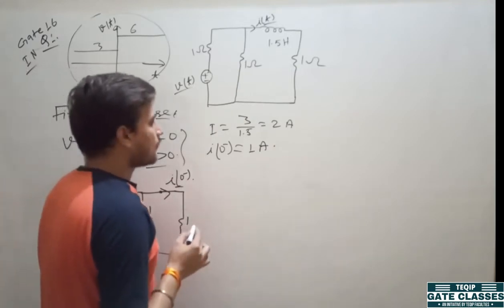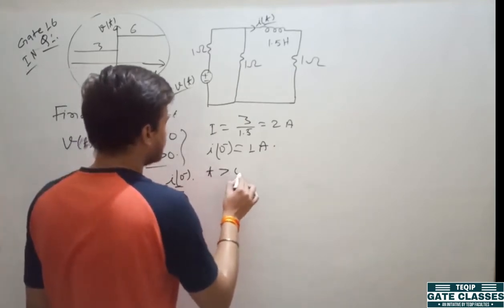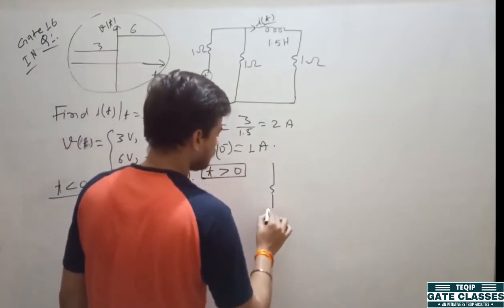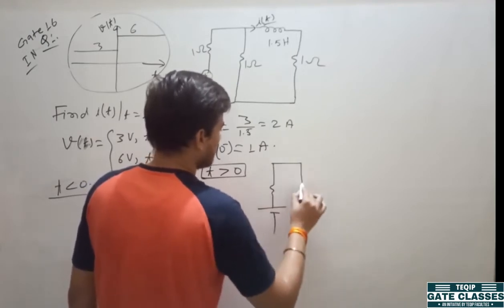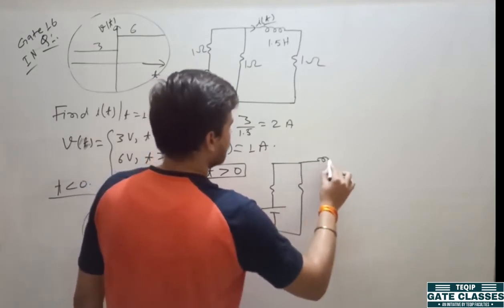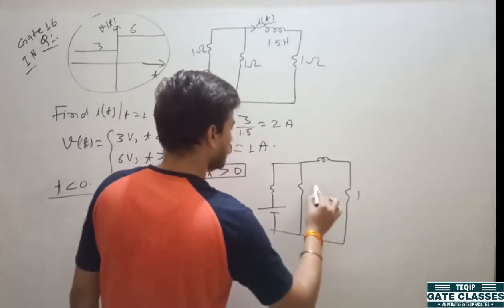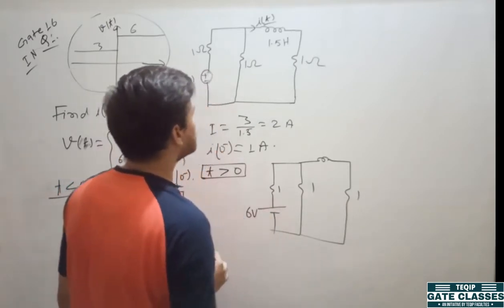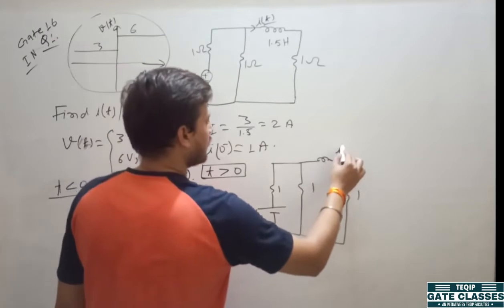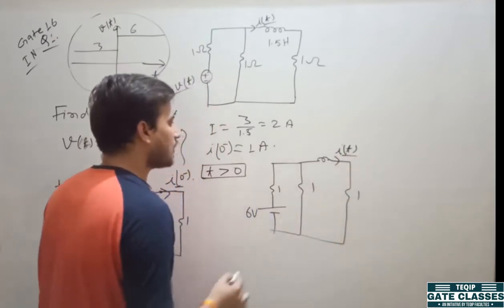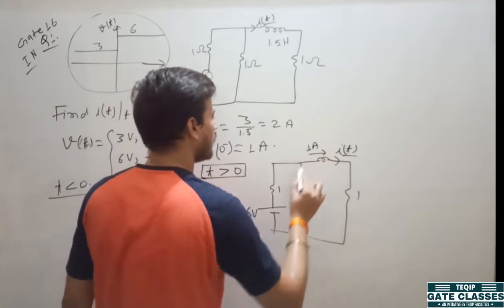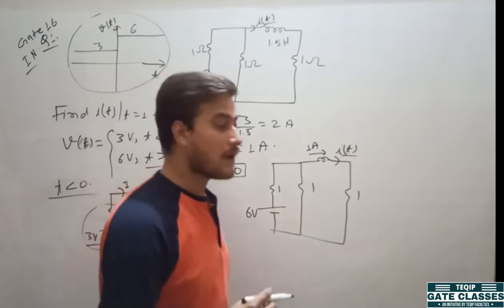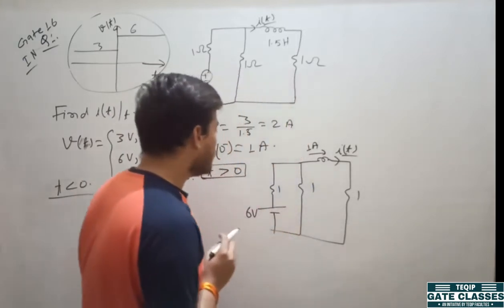Next, come to the second circuit, t greater than 0. The circuit will look like this one. 1, 1, 1. Now the voltage will be 6 volt. This is current I(t). Now we have to find the expression for this current I(t), and initially the current was 1 ampere. So now what will happen? We have to find I infinity.